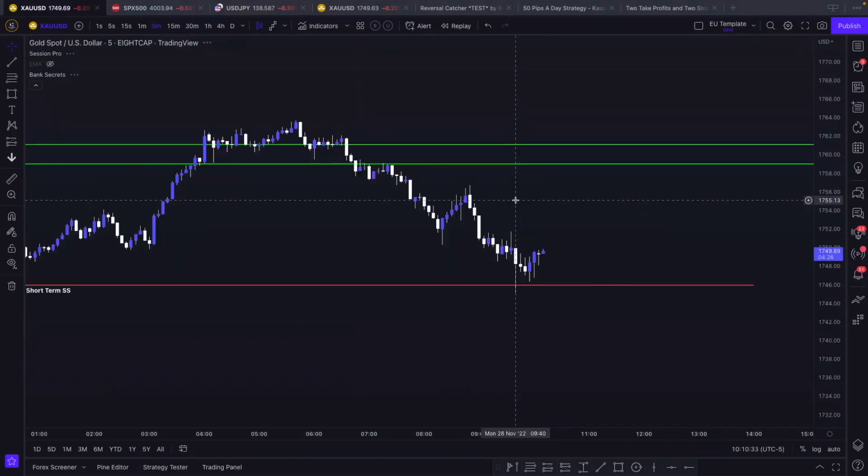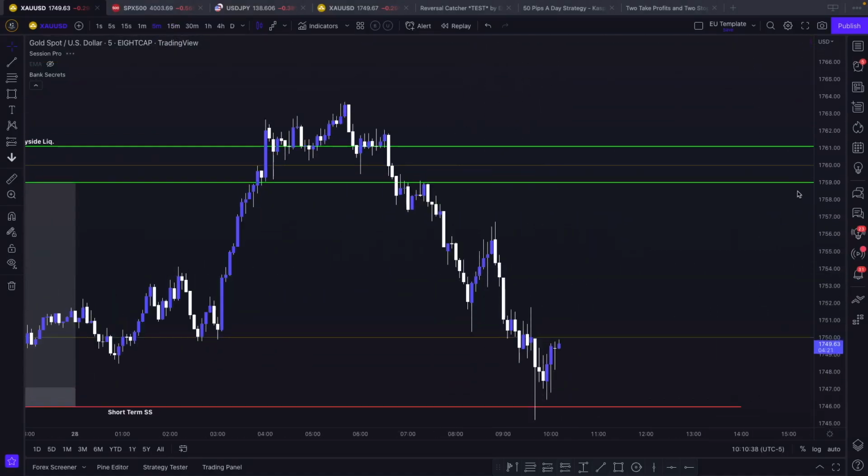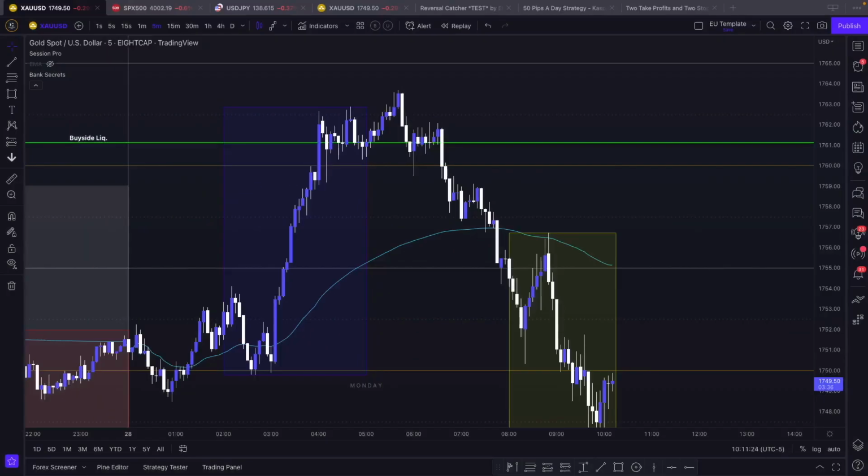Let's break it down to a 5-minute time frame. And on this time frame, we can see a beautiful setup forming. So this upper green line is our previous week's high. Now on a 5-minute time frame, after turning on the bank secrets indicator with the 25 pip boxes and the 50 pip boxes, we can see that we trap volume long above the 100 pip level here at 1760 on gold US dollar. We went a little bit above this 25 pip box here. This is the 25 pip box right here, this whole area.